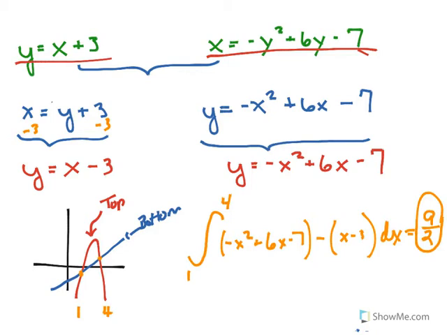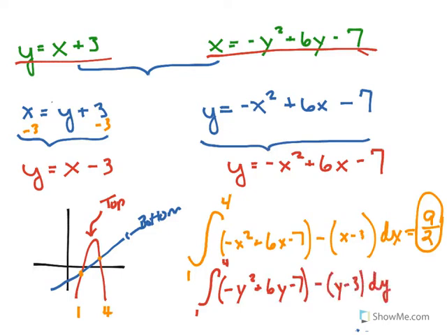But remember, to get the graph to look good for me, I had to change the orientation of it, so I switched all the x's and y's. To put the correct terminology back for this new question, I'm going to switch all the x's to y's and y's to x's. The integral from 1 to 4 of -y squared plus 6y minus 7 minus y minus 3 dy equals 9/2. And that's how we convert that one back.